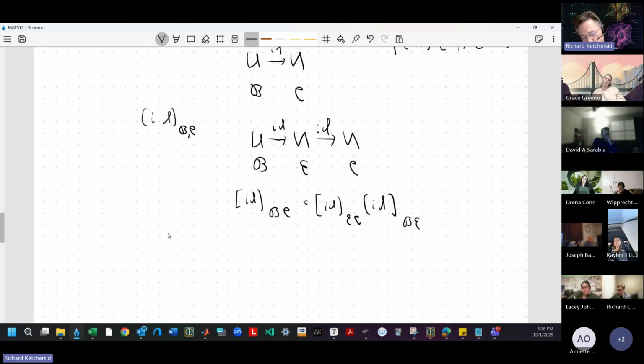But now this is actually easy. Which one of these is easy? It's this one that's easy. So what is the identity map? The matrix for the identity map with respect to B, E, right? What did I just say a minute ago?